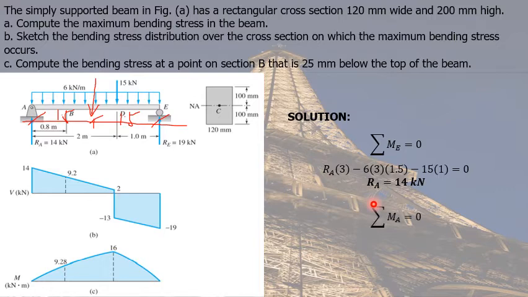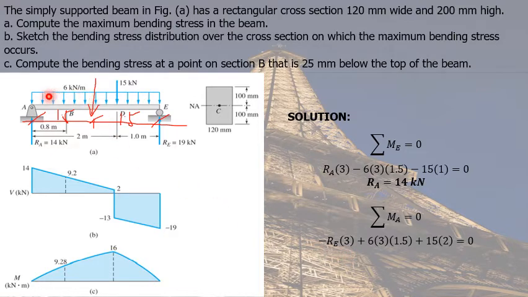Next, we solve for RE. Again, we assume it to be upwards. We can solve for RE by summation moment at A equal to 0. For RE, it tends to rotate counterclockwise about point A, hence negative. Its perpendicular distance from point A is 3 meters.